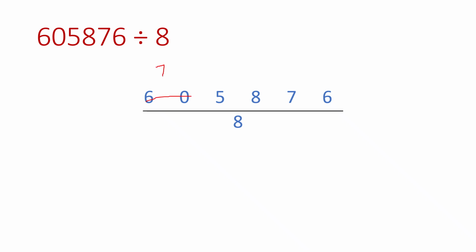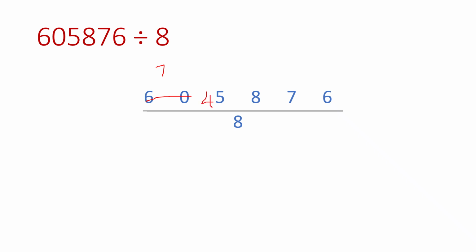Next problem, it is 605876 divided by 8. Okay, come on. 606 is not divisible by 8 because it is a smaller number, so I'm considering 60. 60 divided by 8, how many times will it go? 7 times it will go. 7 eights are 56. So I have a remainder of 4. I'll take that remainder to the next digit.